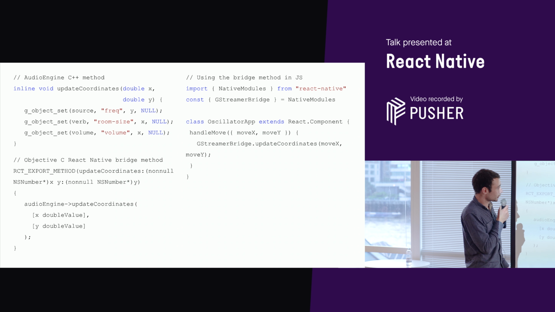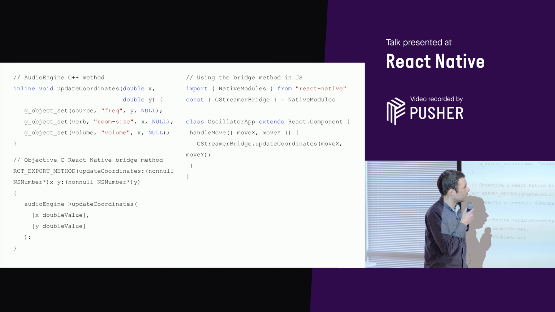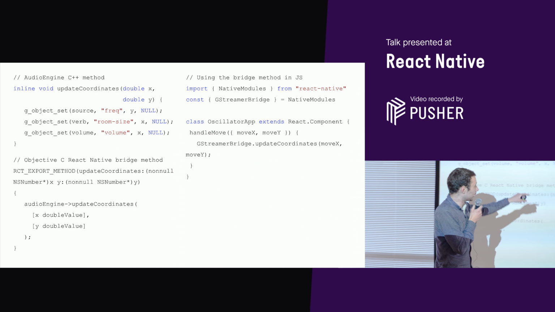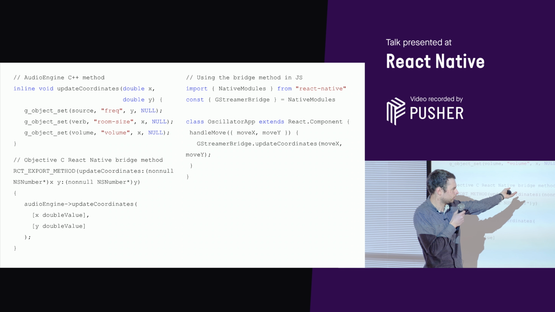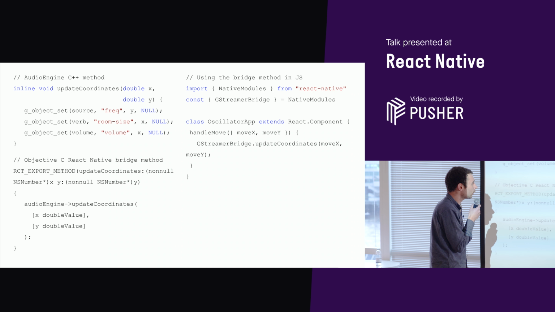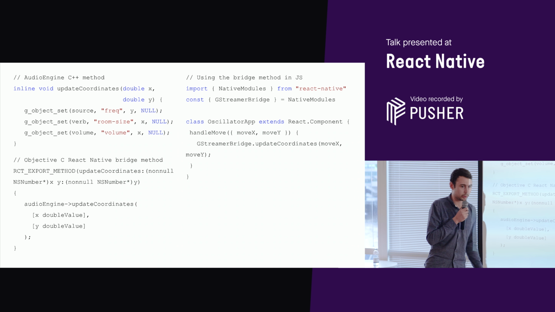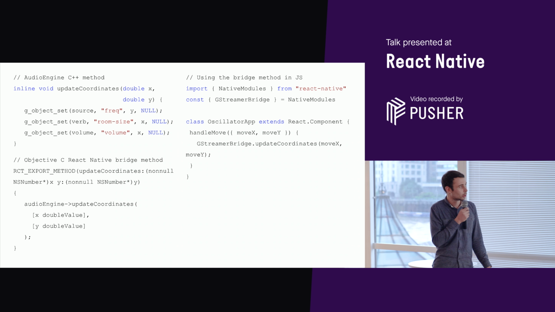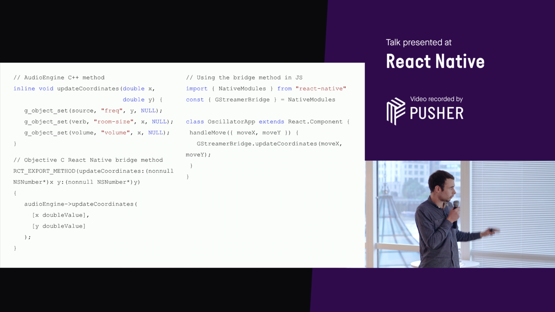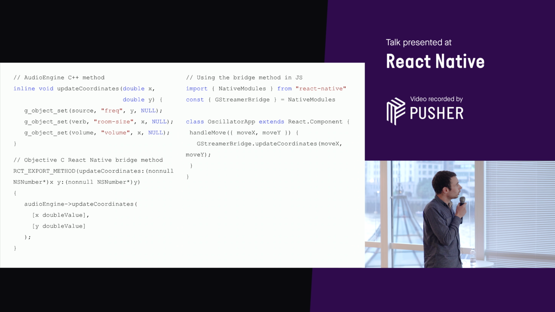And on the JavaScript side, you pull in the Gstreamer bridge from native modules, like I said, and then handle move is controlled by the touch position using pan responder from React Native. And then it calls the update coordinates method, which controls the kind of effect that I just showed you where it's pitching up and down. So that gives that kind of slightly chaos pad-like effect on the audio there.